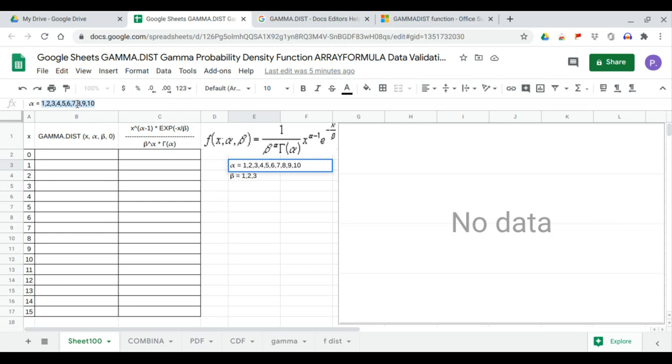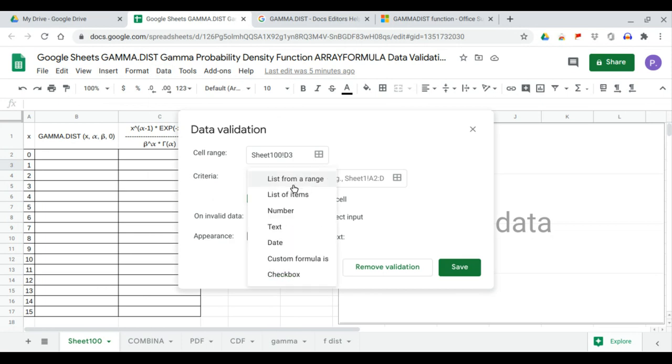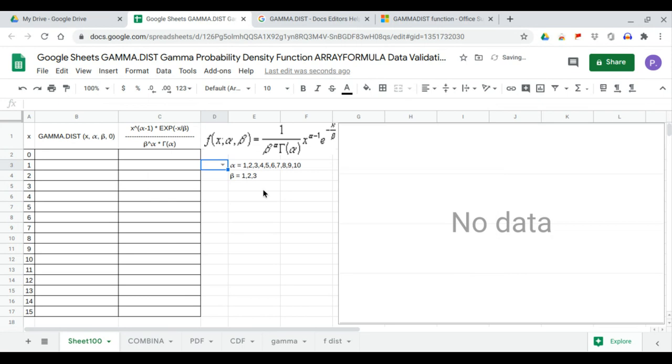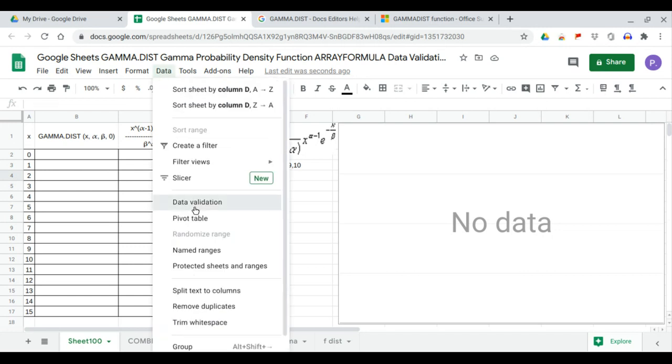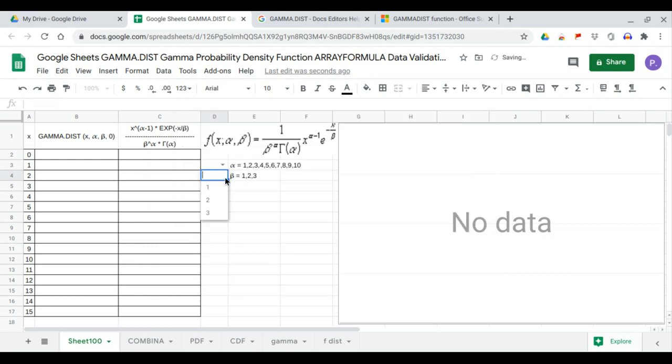So we copy, and we use data validation, list of items, and paste it. So our alpha has these values 1 to 10. For beta, it will be 1 to 3. So data validation, list of items 1 to 3. So these are the values to choose from for beta. So we choose 1 here for alpha and 1 for beta.